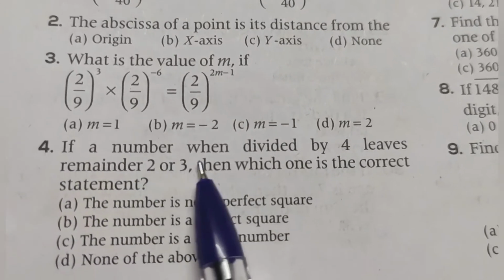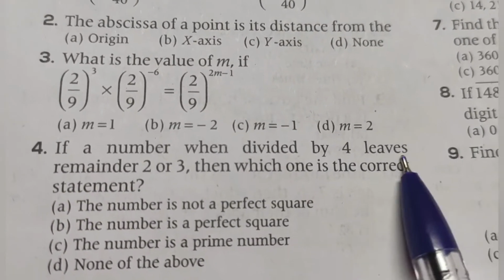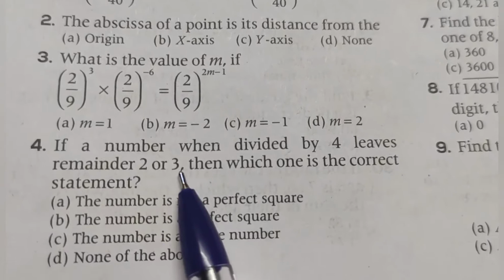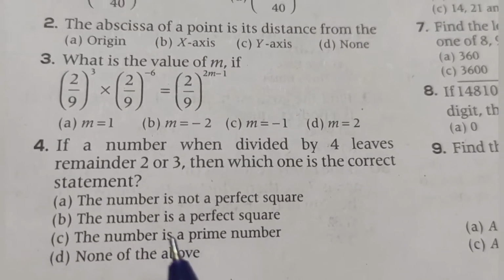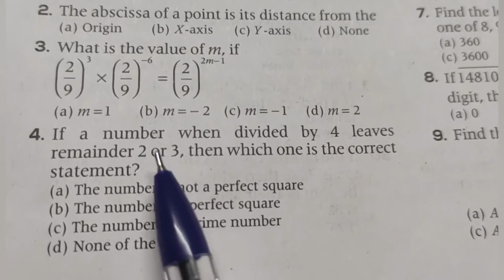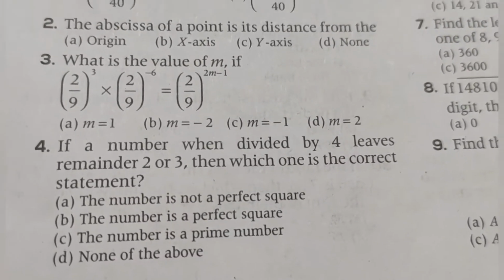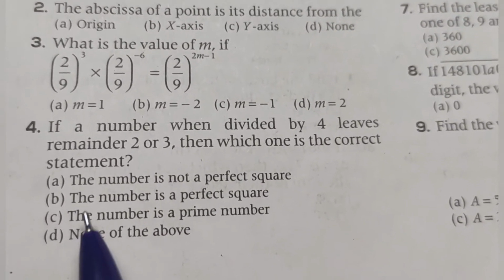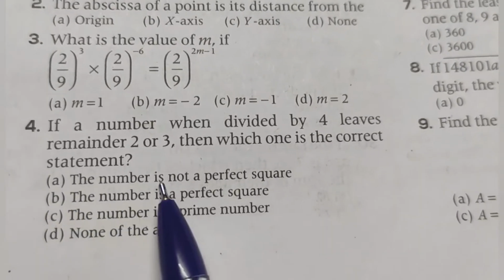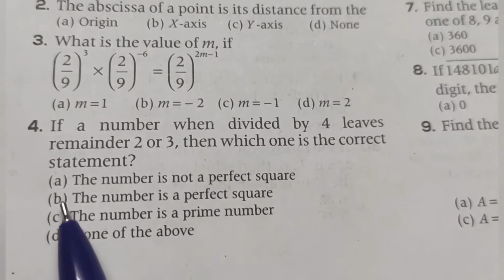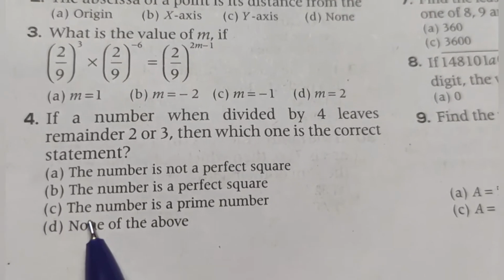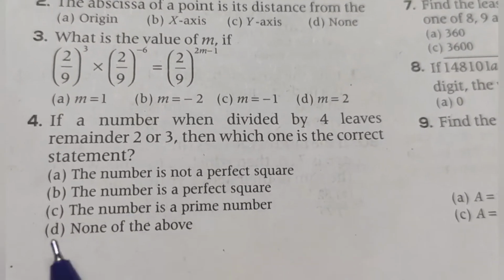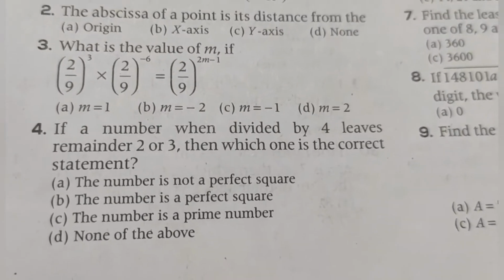Fourth question: if a number when divided by 4 leaves remainder 2 or 3, then which one is the correct statement? A number is divided by 4 and you get remainder 2 or 3. So what can you say about the number? Option A, the number is not a perfect square. Option B, the number is a perfect square. Option C, the number is a prime number. Option D, none of the above.